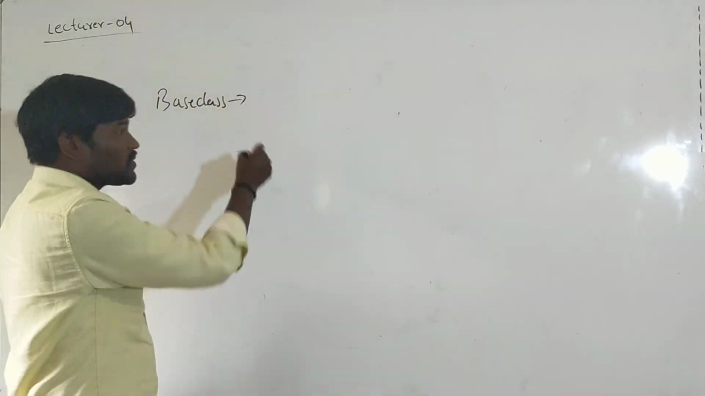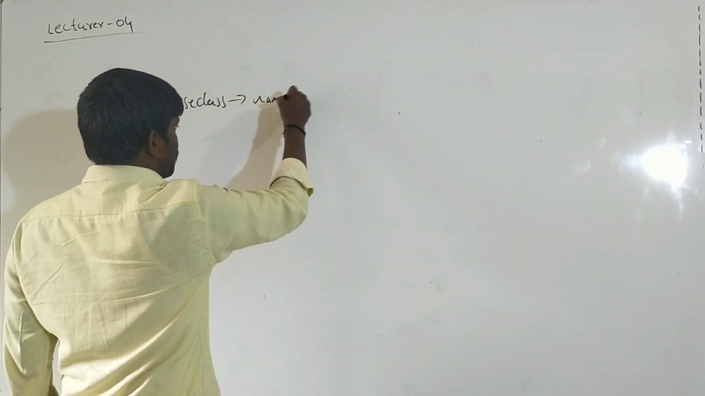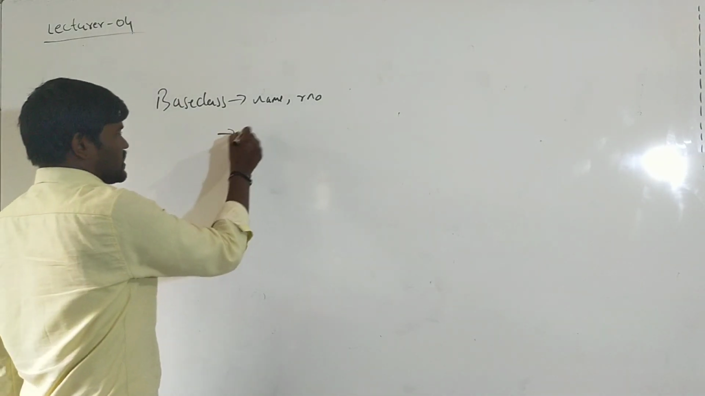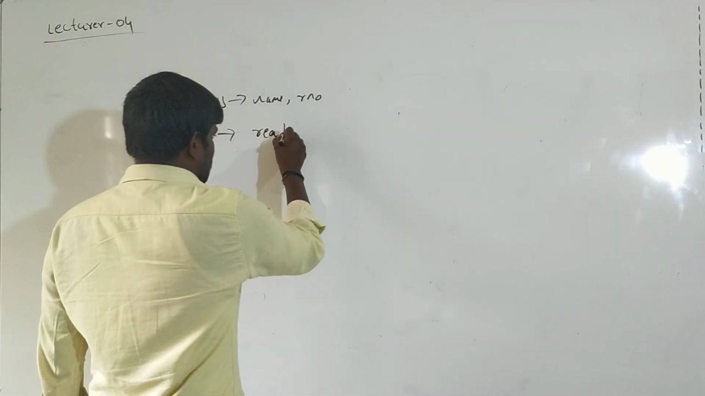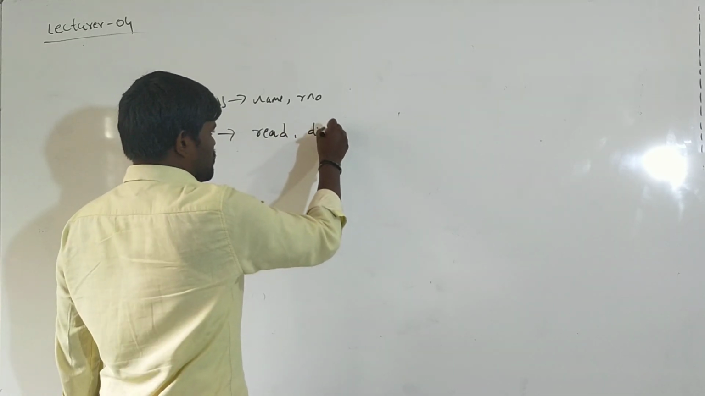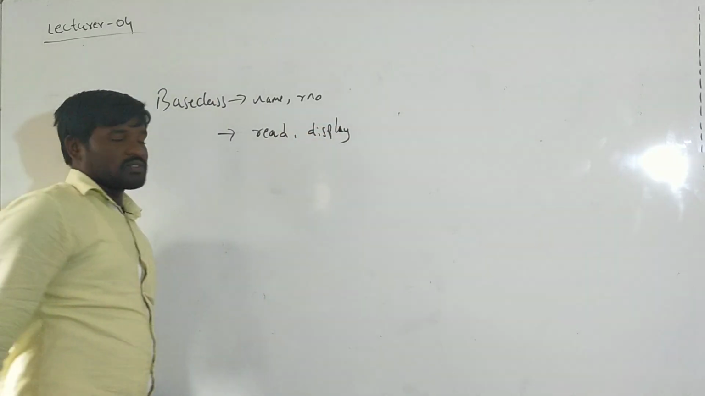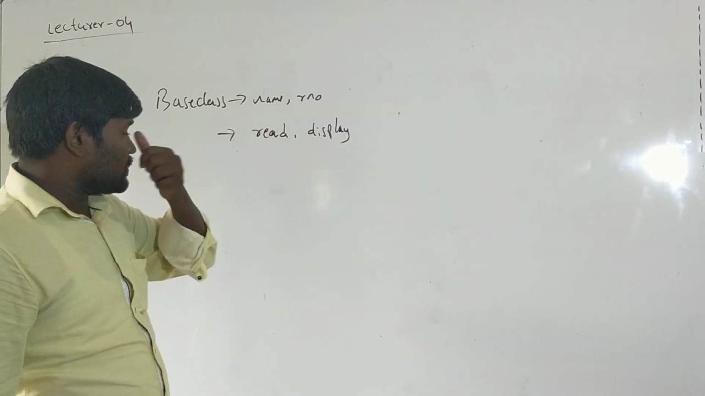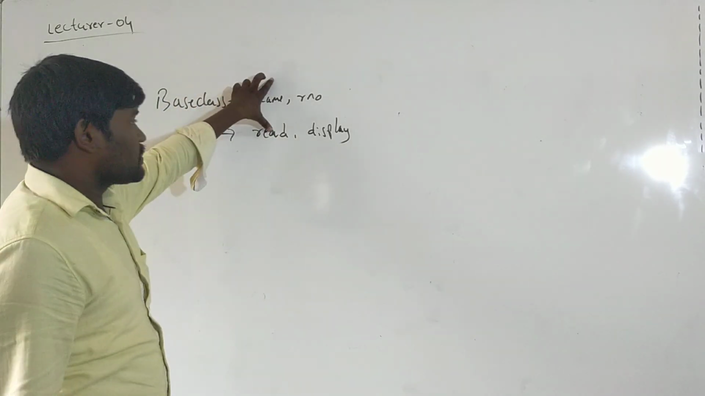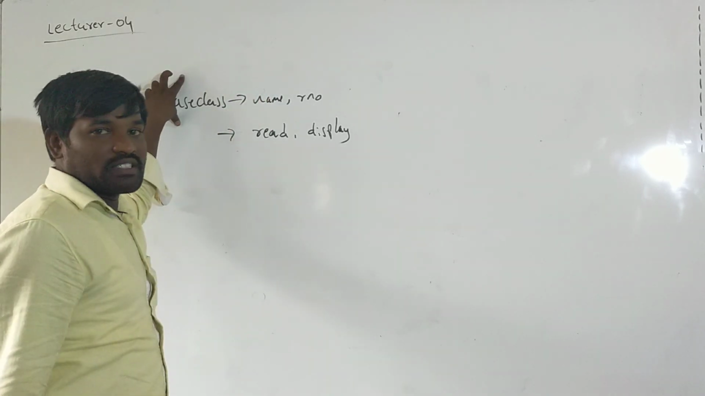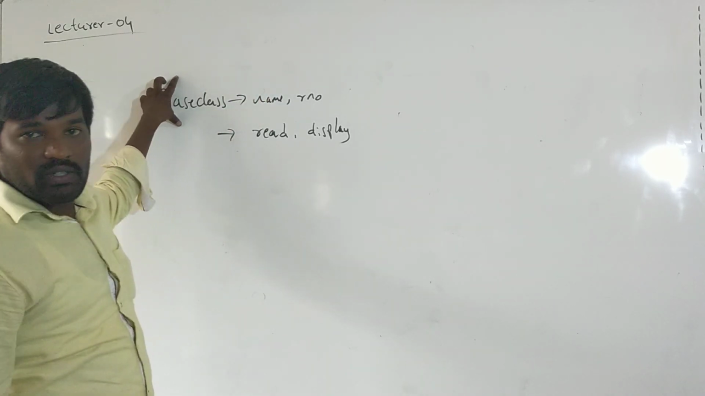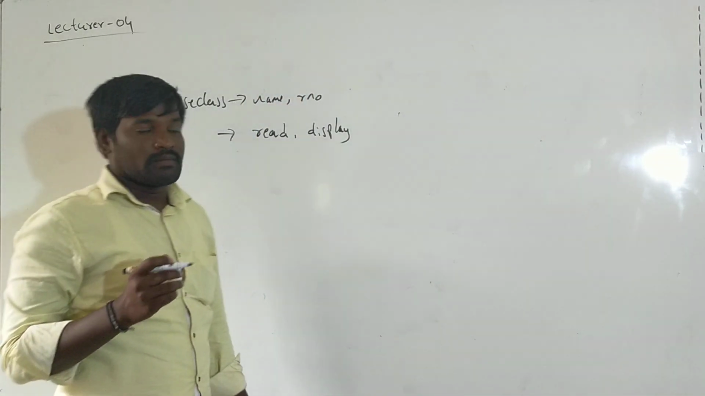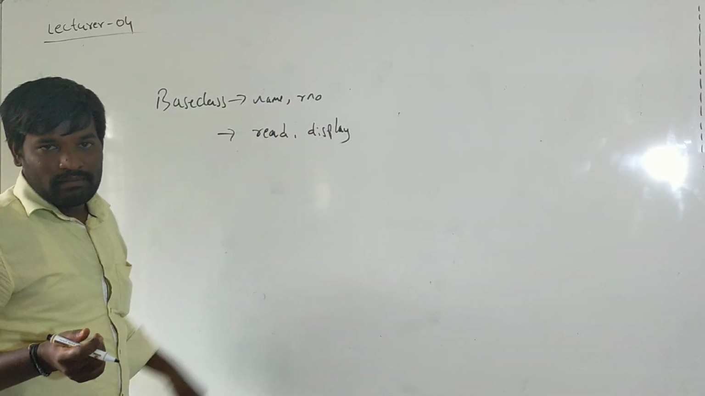base class consists of name and roll number as data members, and member functions are read and display. First we read the name and roll number, after that we print the name and roll number. So this is completely related to the first class, that is the base class, also called the super class. Here name and roll number are the data members and read and display are the member functions.